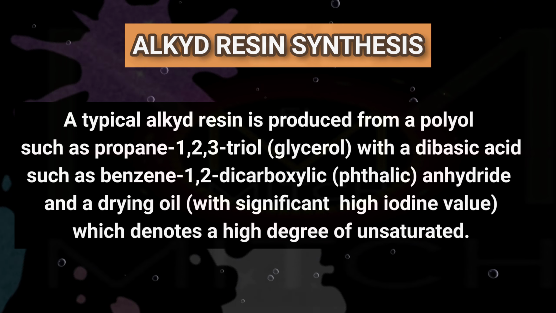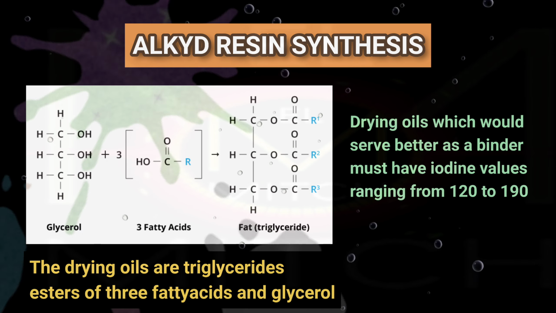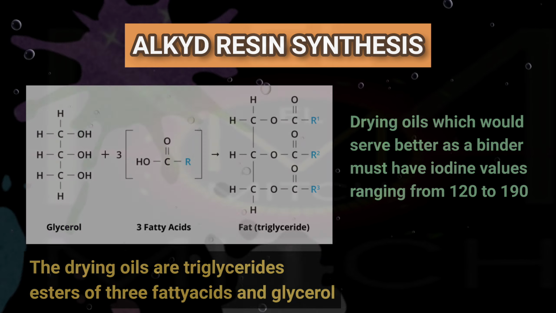Now, alkyd resins are made from polyols such as glycerol. For example, we have propane 1,2,3-triol with a dibasic acid anhydride, that's phthalic anhydride or phthalic acid. Example is benzene 1,2-dicarboxylic acid, which is actually a dibasic acid, and a drying oil. Now these components are heated together to form ester bonds in which water is released as byproduct. Alkyd derived its name from alcohol and anhydride.